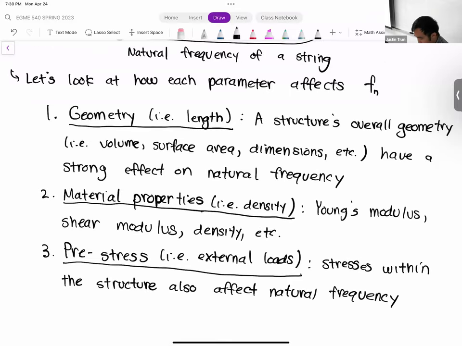Okay, so I'd say those are the three main categories of things that are going to affect your natural frequency, at least in terms of what's relevant for us in FEA. Any questions on this?